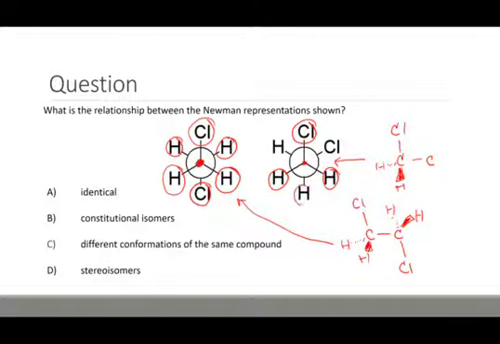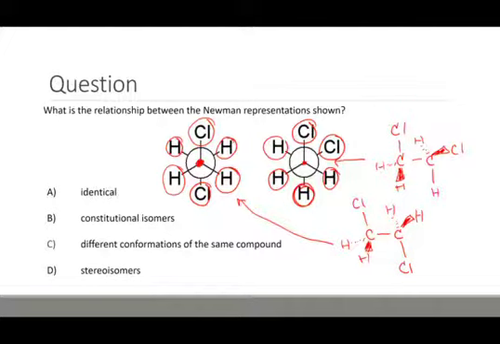Now here, we have a hydrogen pointing down on the back and a chlorine coming out at us and the other hydrogen pointing in the back. Now first, let's talk about if these are identical or constitutional isomers.